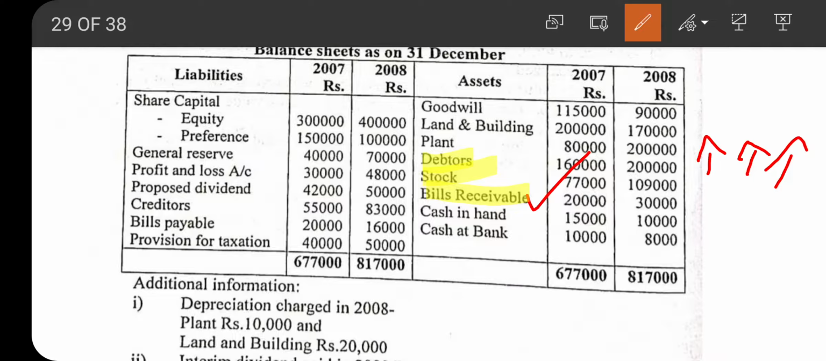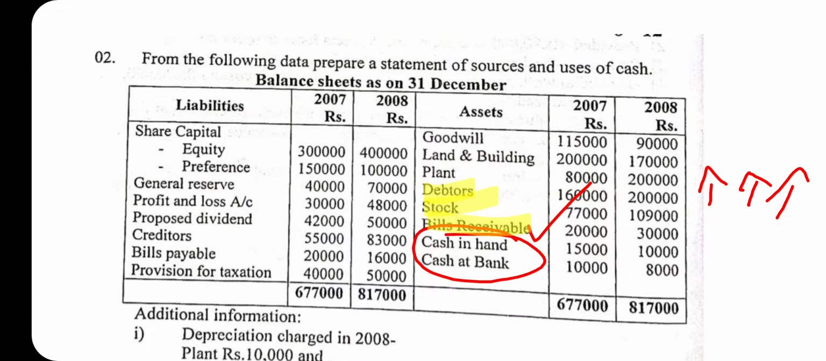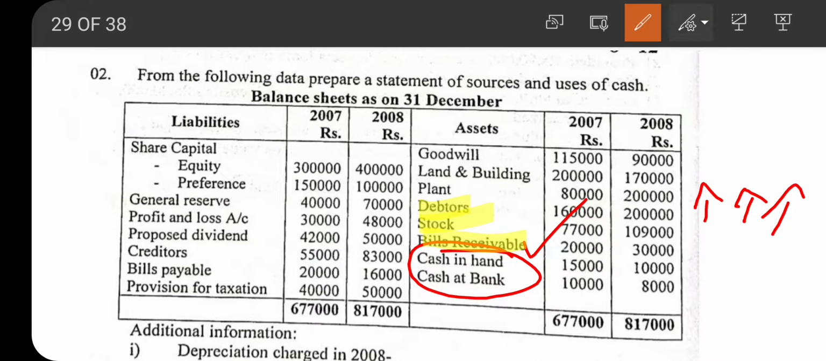When we prepare cash flow from operation, we do not consider cash in hand and cash at bank, even though these are items of current asset. But in this problem, they have asked you to show a statement of sources and uses of cash. They have specifically given sources and uses of cash. This is not fund. Fund means you need to prepare a fund flow statement. They have asked you to prepare a sources and uses of cash statement. It means it is a cash flow statement.